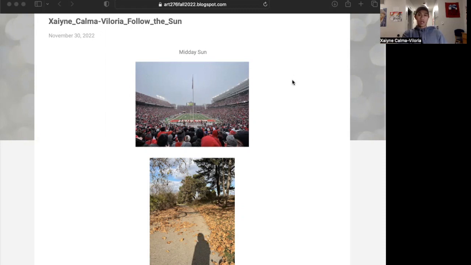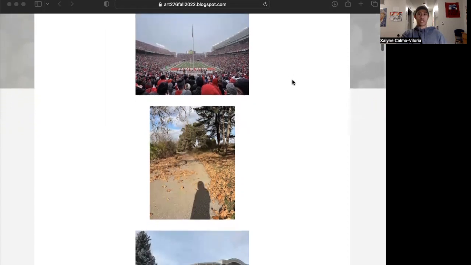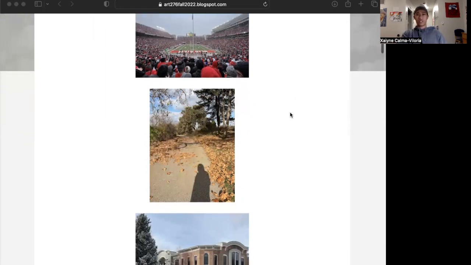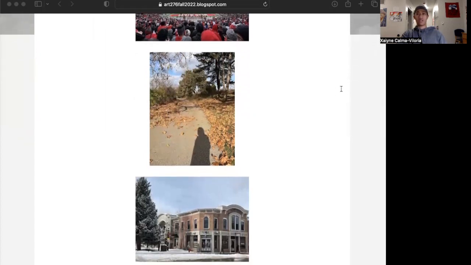So I'll get right into it with the midday sun photos. Midday sun is probably the easiest for me to get the pictures for. Just snap a shot in the middle of the day, and then you get your midday sun. It's relatively easy to see where the sun's at in these photos and then figure out what time of day it was, despite some of them being in different places.